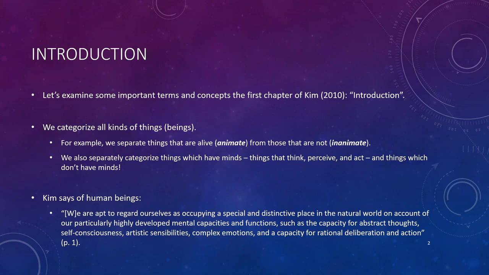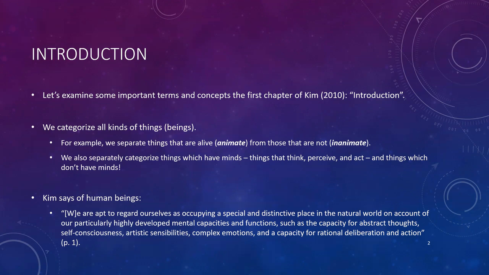So we have all kinds of ways of carving out categories for the kinds of things that exist. This is what we call ontology, the study of beings or being itself. What we're doing in this class, to a great degree, is working with things that we categorize as having minds. These are things that think, perceive, and act. And that's what we're interested in here, as opposed to things which do not have minds.